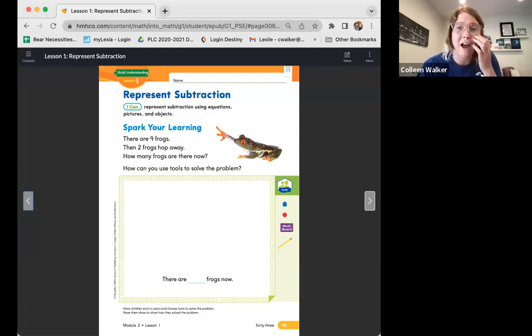So it's Lesson 2.1 and it's called Represent Subtraction. So I'm going to go ahead and share my screen with you and we will start by sharing our I can statement. So I'm going to say it and then you can say it back with me. I can represent subtraction using equations, pictures, and objects. Okay, can you guys repeat after me? Say, I can represent subtraction using equations, pictures, and objects.